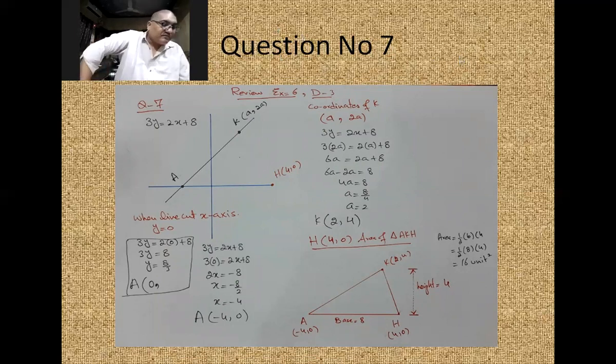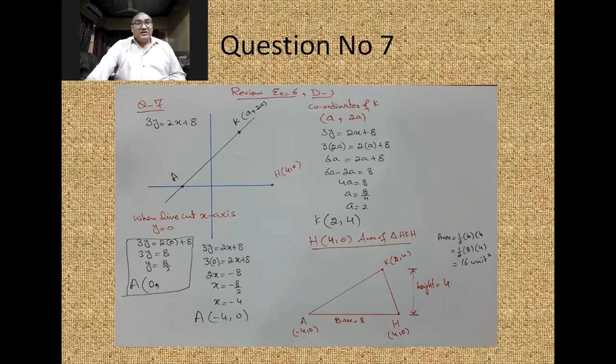He says this diagram is given. The diagram shows the graph 3y equals 2x plus 8. So this black colored graph, its equation is given as 3y equals 2x plus 8. The line cuts the x-axis at A, and the point K lies on the line such that its distance from the x-axis is twice that from the y-axis. So the distance of K from the x-axis, which we call its y-coordinate, is twice its distance from the y-axis. So if its x value is a, its y value will be 2a.